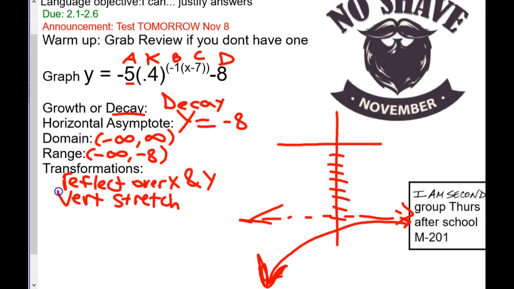What about C? If C is -7, is that up, down, left, or right? Down? No. Who said left? C's a liar, and you got lied to. Because -7 is going to go to the right at 7. Right? C is a liar. What about letter D? Up or down, left or right? What do you think? Down 8.